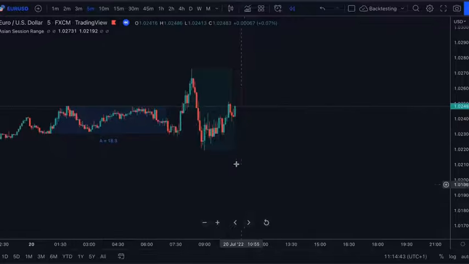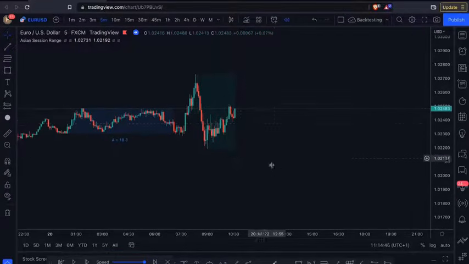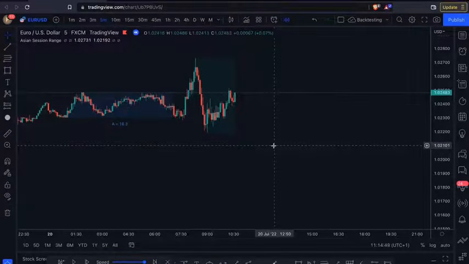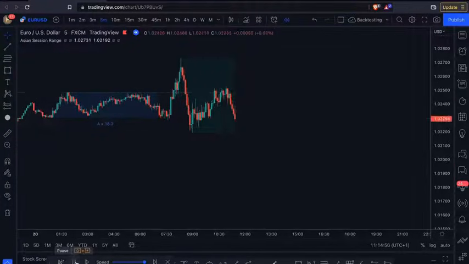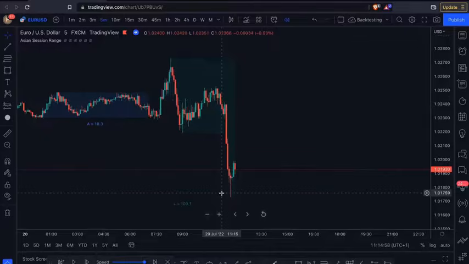If I zoom in a little bit more, we can see that this move here was more impulsive. This is quite corrective. So if you're trading London at this point, there should be an idea in your head that we can move to the downside. As we can see, price pushes away and impulses very nicely.